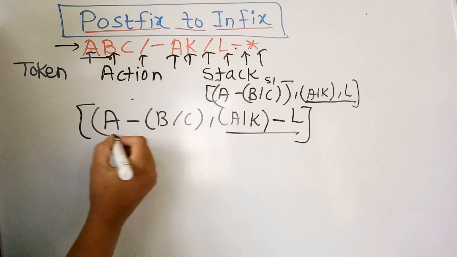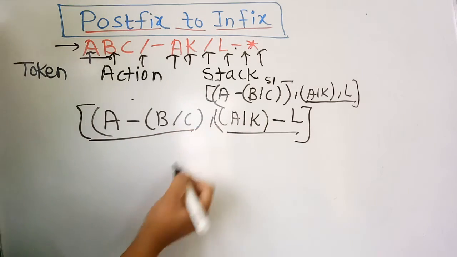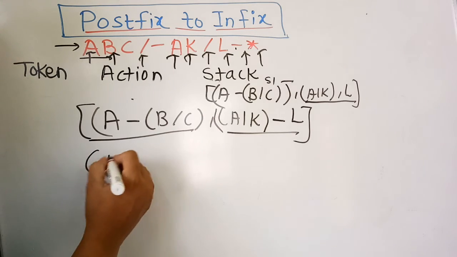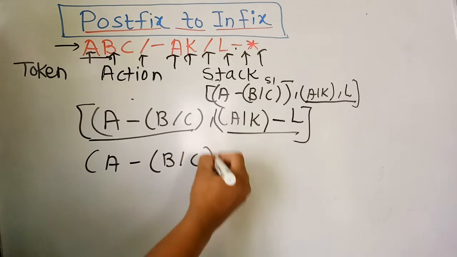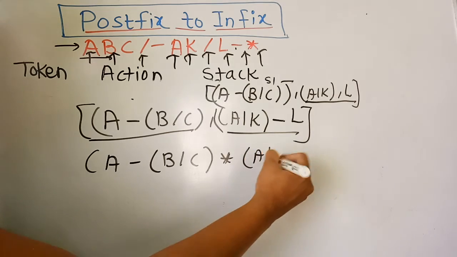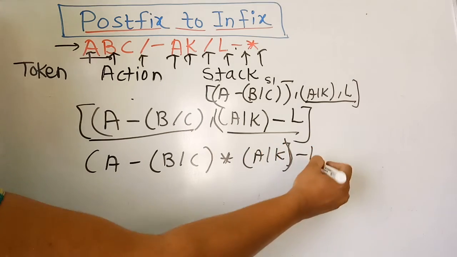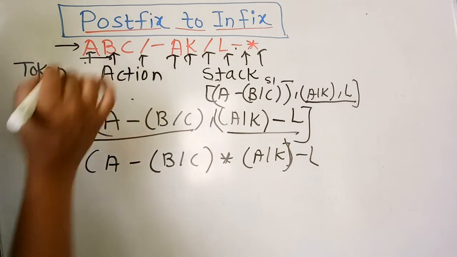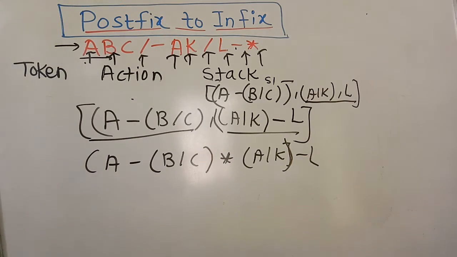So this is one case, one bracket, and this is another bracket. Now we have to apply this operator in between these. So it is A minus B divided by C into A divided by K minus L. This is the final converted form of the given postfix expression to its infix form. Now this is the proper conversion mechanism for postfix to infix expression. Thank you so much.